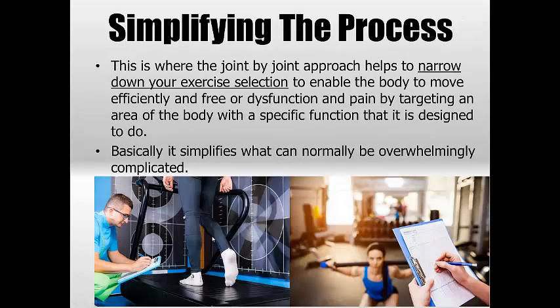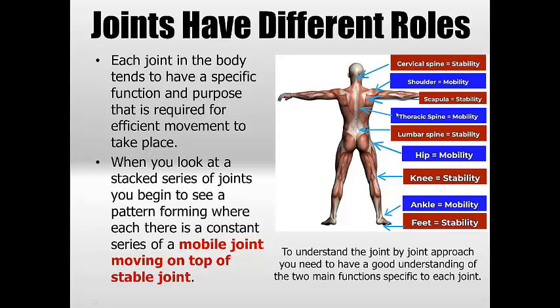So what you're trying to do to make your exercise selection more specific and effective is narrow down your selection to find the ones that are going to create the best influence over what you're trying to change. So especially if it's with pain, you're trying to remove that source of pain as fast as you can. So by having this sort of joint by joint approach, it helps to simplify what can usually be very, very, very messy and complicated. So as I mentioned before, each of the joints have a different role.